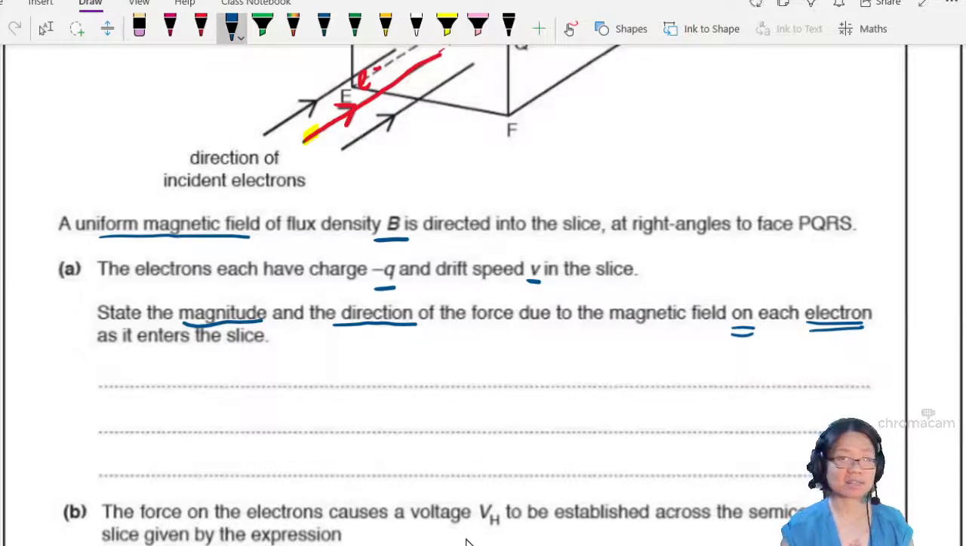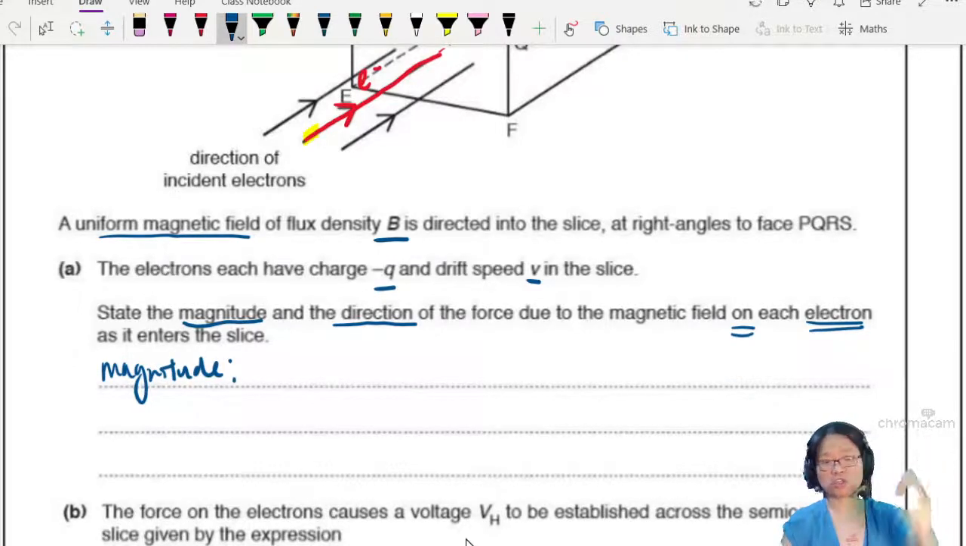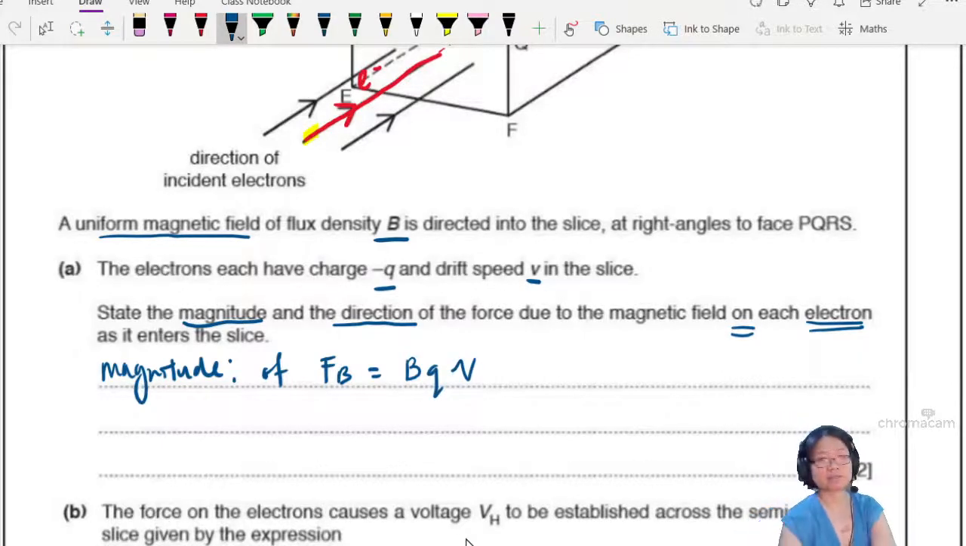of the force due to the magnetic field on the electron as it enters the slice. Okay, so first things first, we can definitely write the magnitude, seeing that the electron is a moving charge. So the magnitude of FB is equal to BQV. You do not need to define the symbols because the symbols are already given in the question: B, Q, and V. All right. What about the direction?